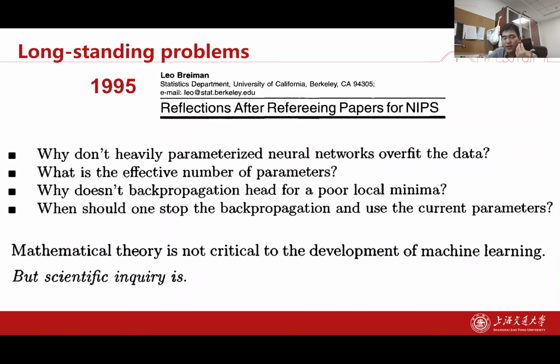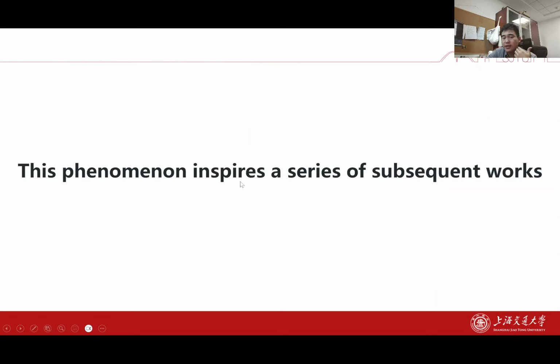complex system, such as a natural system, is that we usually try to observe a lot of phenomena and then summarize some important laws, and use these laws to guide us in using this system or to propose some mathematical theory. That is the way scientific inquiry improves our understanding of natural systems. And this phenomenon has inspired a series of subsequent works.